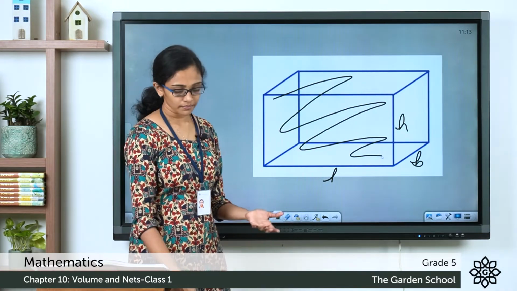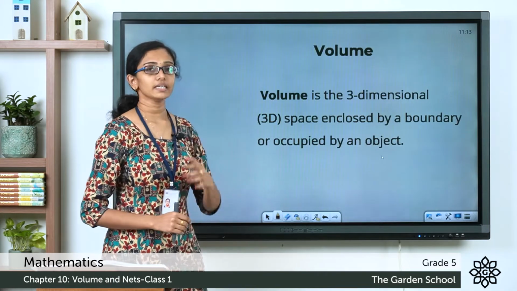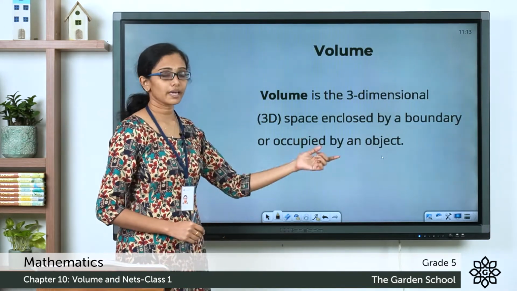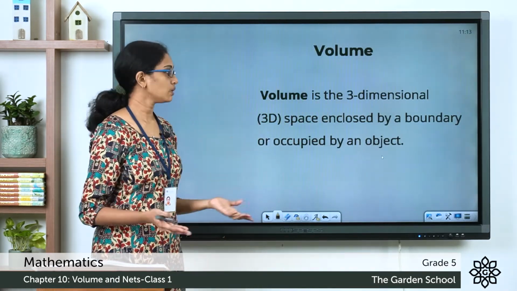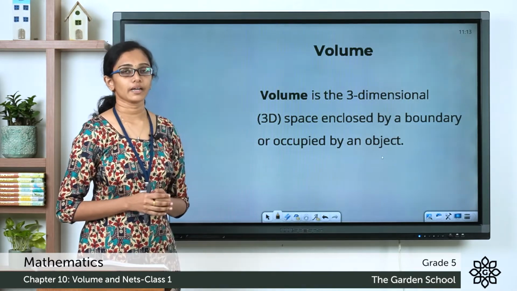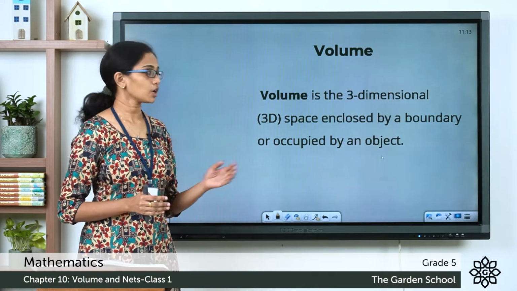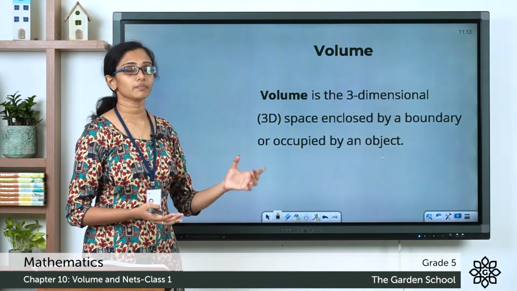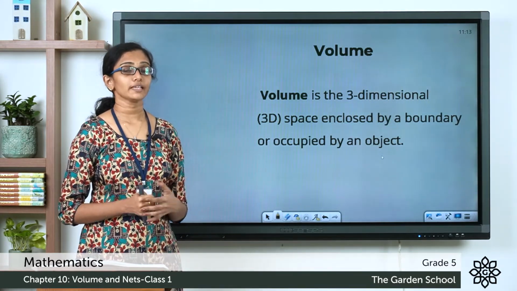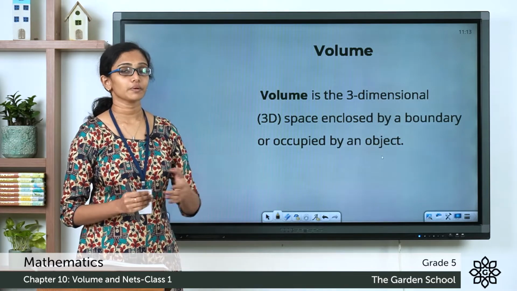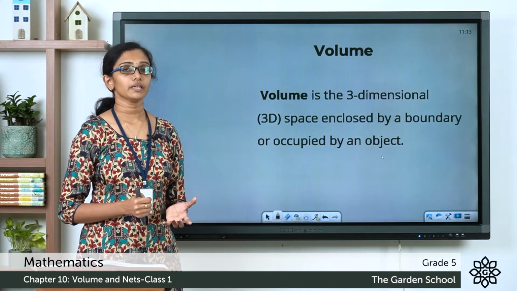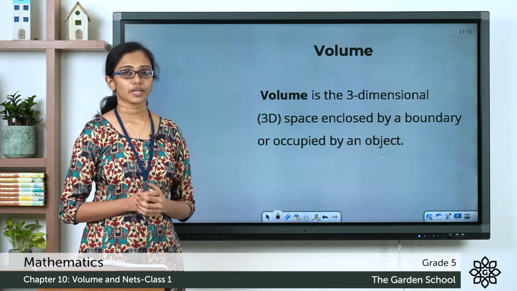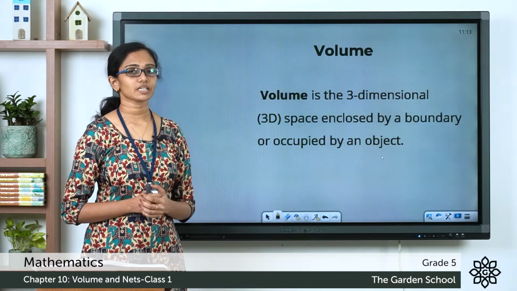So what is volume? You can say volume is the three-dimensional or 3D space enclosed by a boundary or occupied by an object. By occupied by an object, it means that if it is a hollow object, you can place something inside. And the space occupied by the object that you place inside that shape will be the volume of that shape. So I hope this is clear to you.